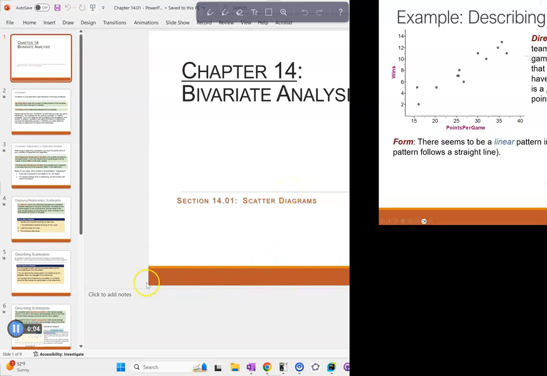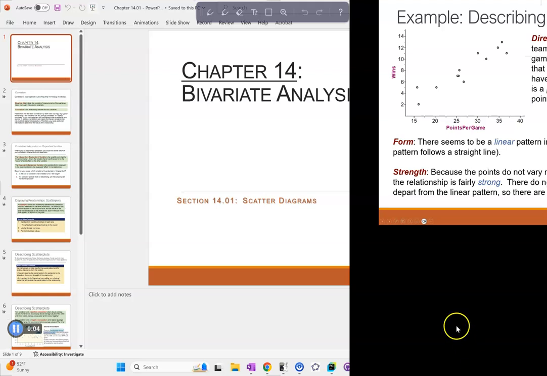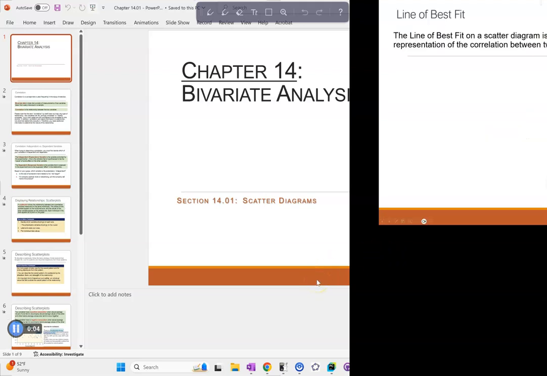Again, we said a linear pattern for the form. The strength, we said moderate to strong, so I said fairly strong. No outliers. Everybody feels okay doing this? Now, we're not doing any calculation here. We're just using our eyes and describing what we see, right? Yeah, no big deal.